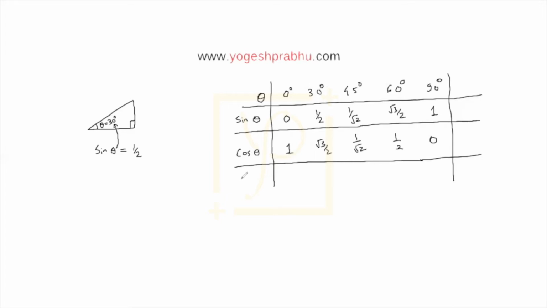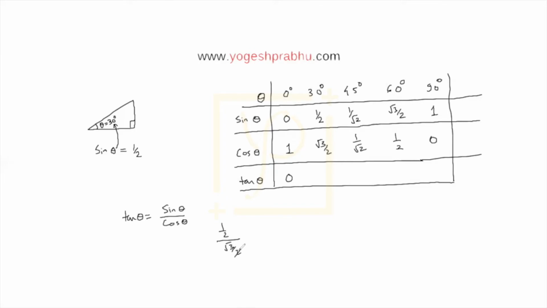Next is tan theta. I hope you already know this, but tan theta is nothing but sine theta divided by cos theta. It is simply a ratio of sine theta and cos theta. So how can you find the ratio? If I do 0 divided by 1, the value is just 0. That's your tan theta when theta is 0. Just take the ratio of these two and you will get this number. So if you take the ratio of 1 by 2 divided by root 3 by 2, that's 1 by 2 divided by root 3 by 2.